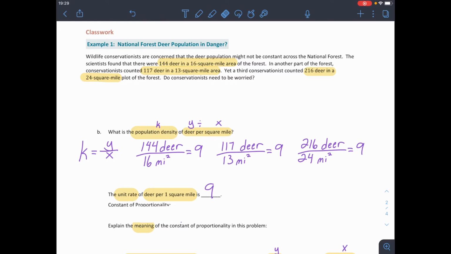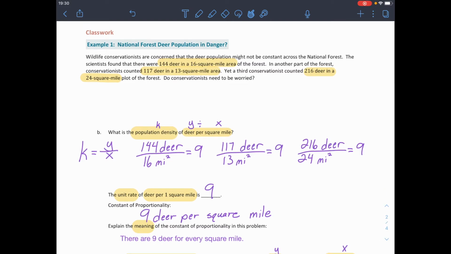So if we were to write that out as a constant of proportionality using our units, we would say that is 9 deer per square mile. Remember, when we're writing our units for unit rates and constants of proportionality, we want to make sure we say the y units first, then "per," and then the x units. So what does this 9 mean? Well, it means that for every square mile of forest, there are 9 deer. So we're explaining that in a sentence and thinking about what it means in real life.